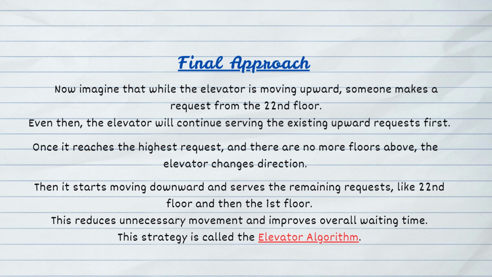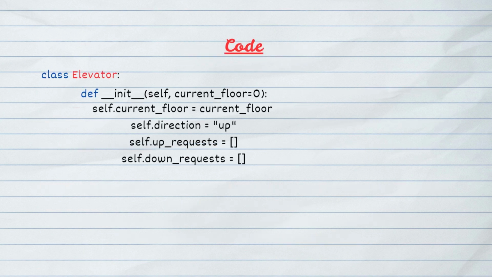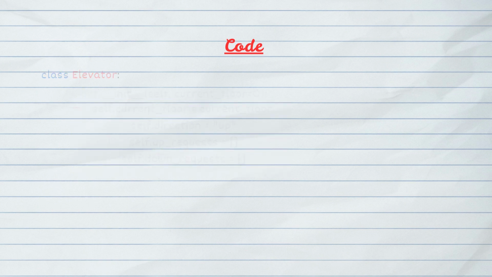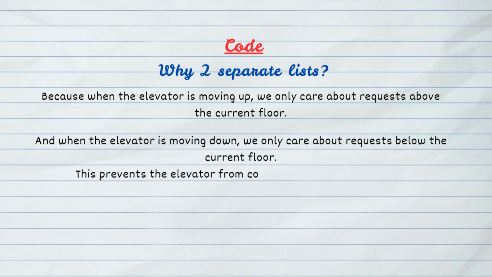Now let's understand this with the help of code. First, we have to create an elevator object that stores its current state, like this. Here we store the elevator's current floor, the direction it is moving, a list of floors requesting upward and downward movement. We create two separate lists because when the elevator is moving up, we only care about requests above the current floor. And when the elevator is moving down, we only care about requests below the current floor.